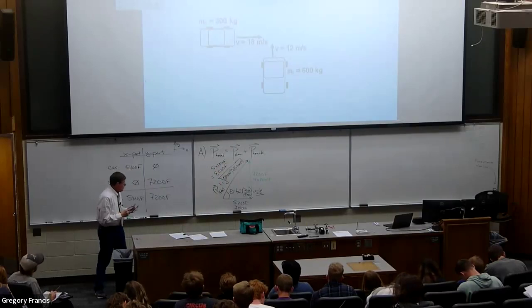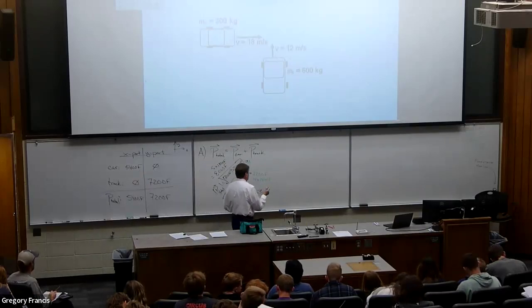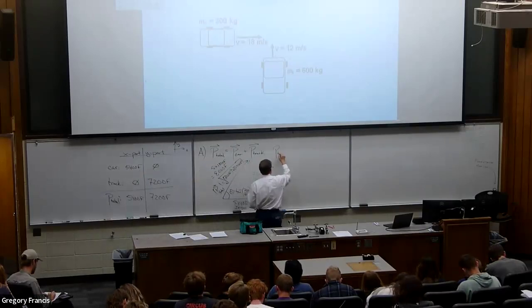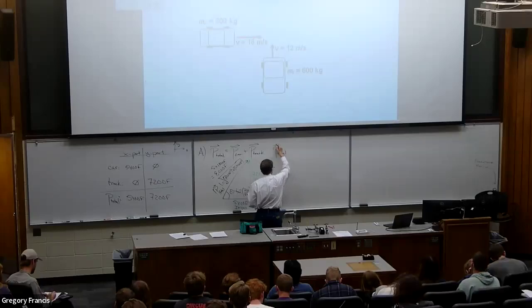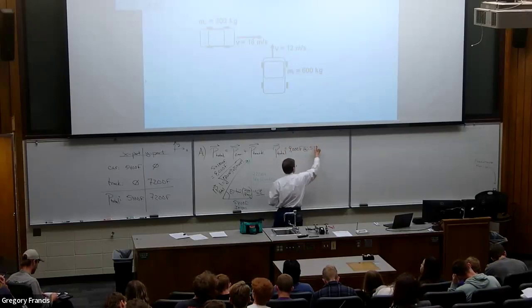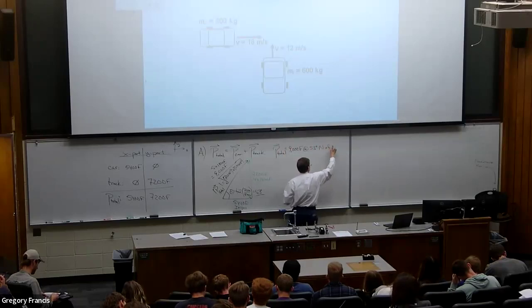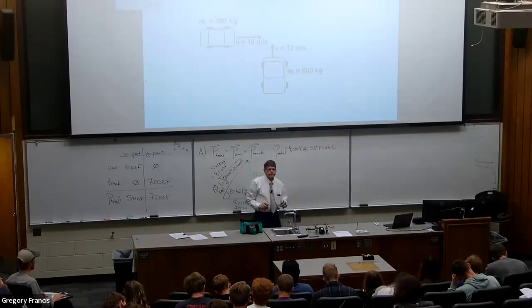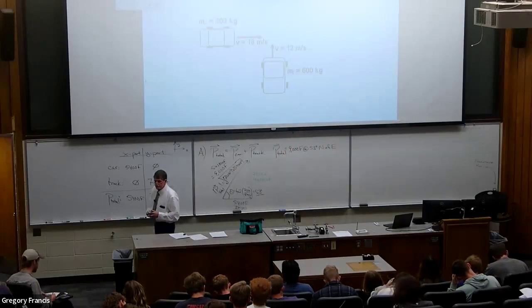Okay. So if I were giving my answer, I would say that the P total is equal to 9,000 Franci at 53 degrees north of east. That would be the answer.